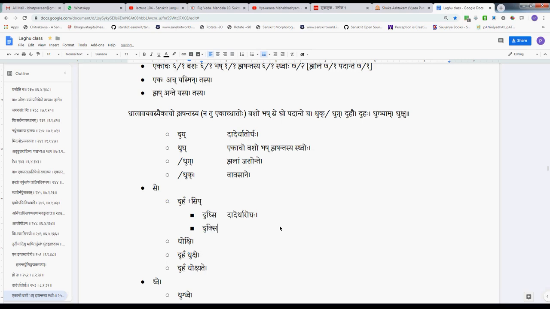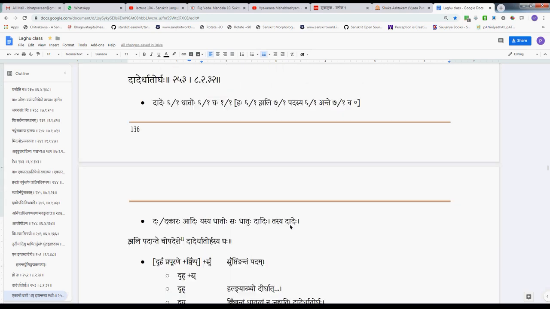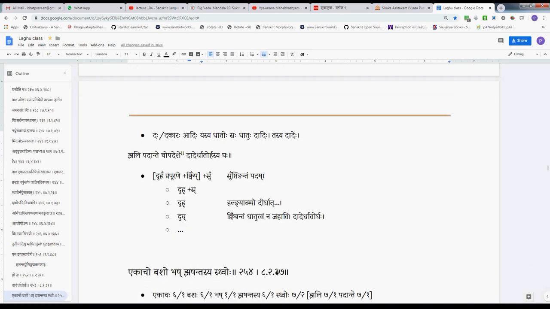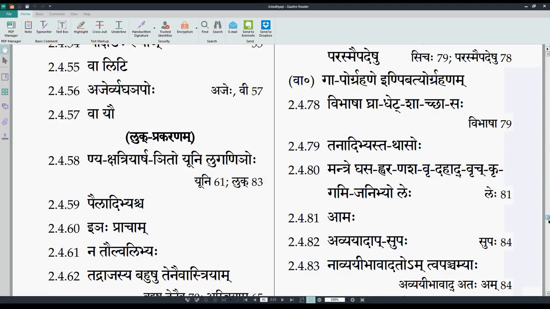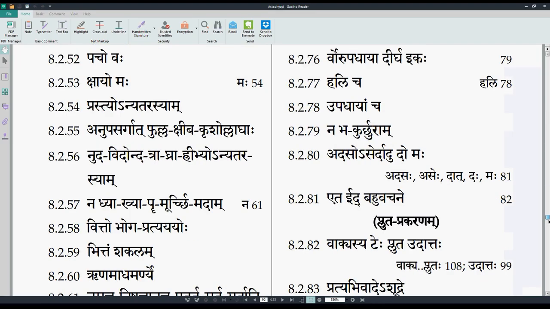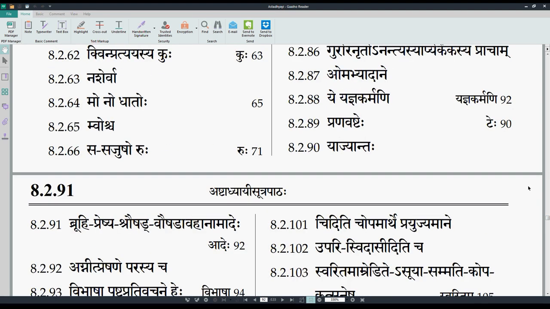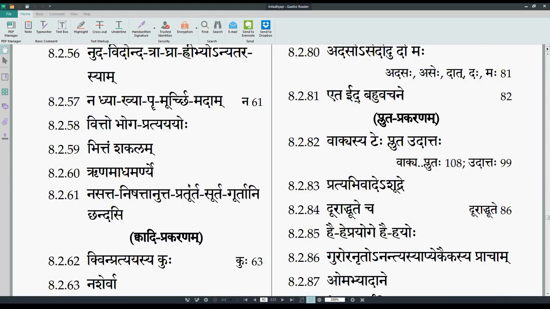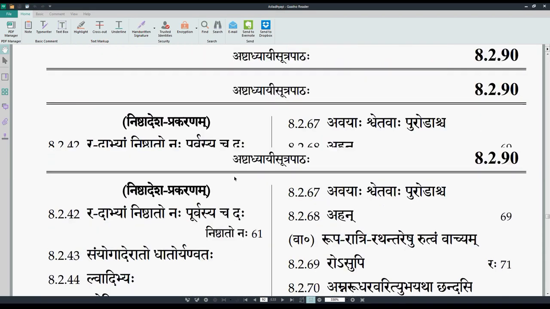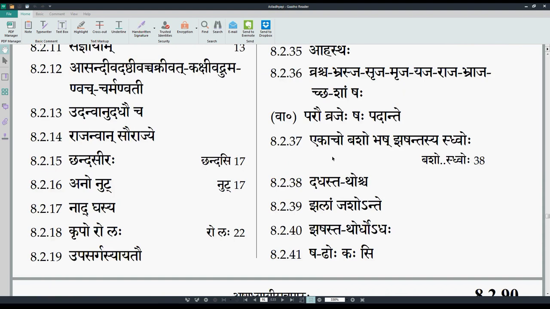Duksi by what? Actually, let me look at the number. I have to look at the number 8 to 39. So where is our 8 to 39? Let me open Ashtadhyayi, because we have to be careful about sequence in the Tripadi. Otherwise, any sequence would work. Here, although sequence may not matter, but still we have to be accurate. 8 to 37. No markings here. 8 to 37 is our sutra here. Ekacho basho bhash jashantasya sloho.